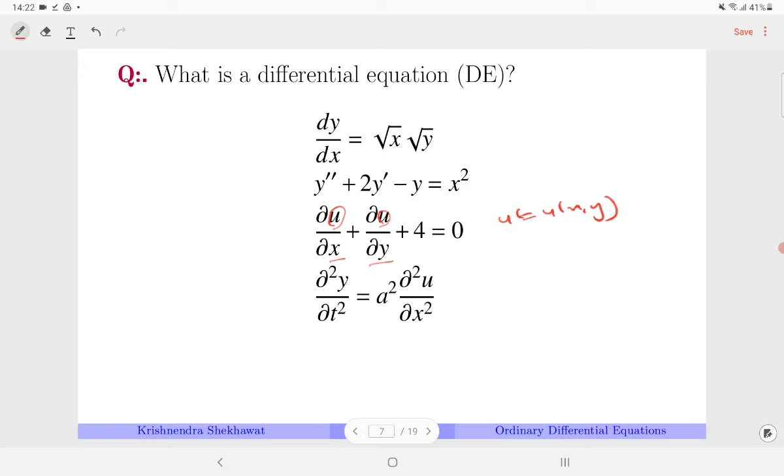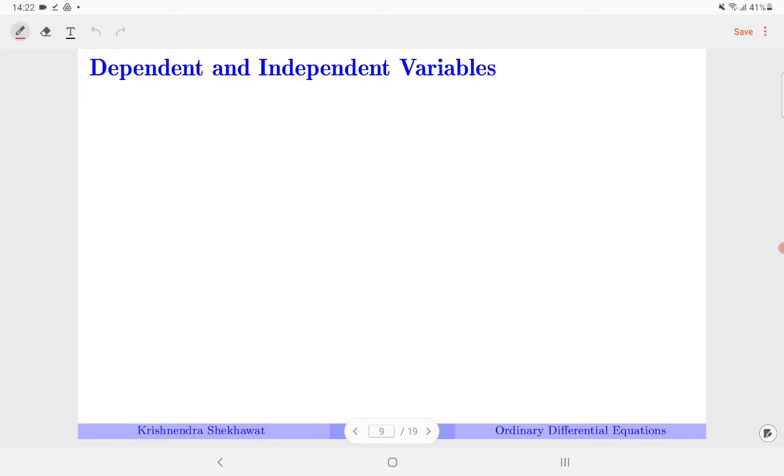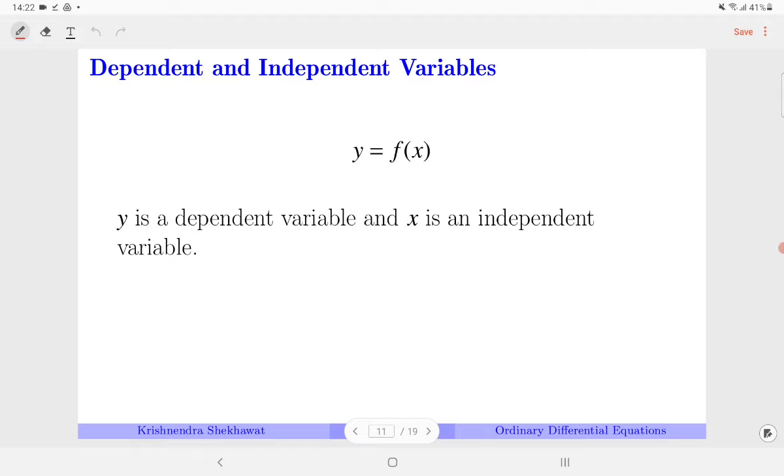So an equation which involves a dependent variable and its derivatives with respect to one or more independent variables, we call it a differential equation, and it is denoted as DE. We have already discussed dependent variables. When y is a function of x, then y is dependent and x is an independent variable. Here u is a dependent variable and both x and y are independent variables.